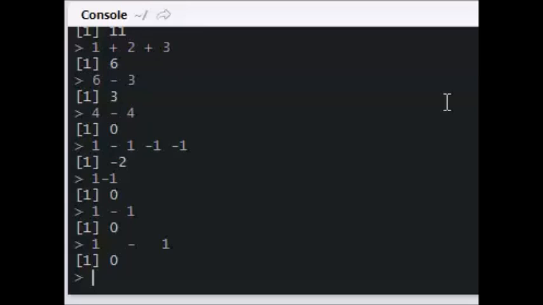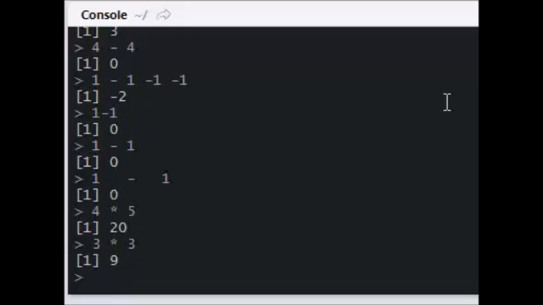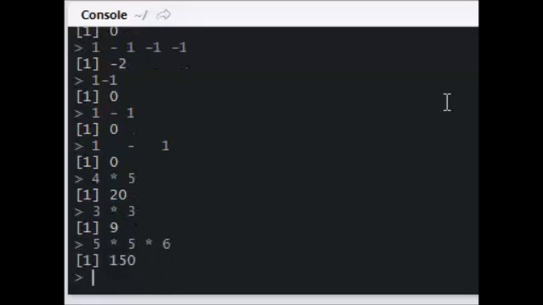Let's cover multiplication. Now to perform multiplication, we're going to make use of the asterisk. So to do 4 times 5, we put in 4 asterisk 5, and we get 20. We can do 3 times 3, we get 9. We can do 5 times 5 times 6, and we get 150.